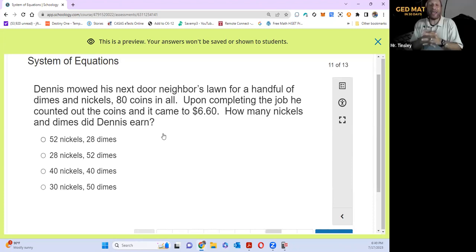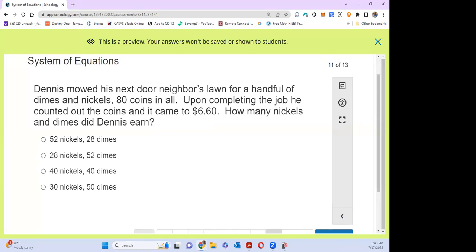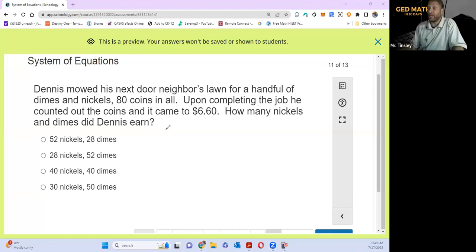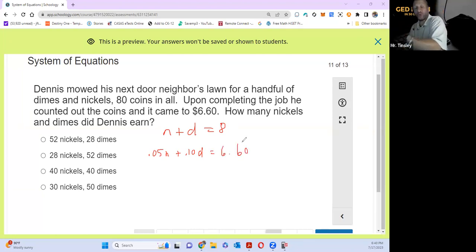Now look at this problem. To me, I would not even waste time setting up the system of equations. I would plug each of these in until I got 660. If you wanted to set up a system of equations, it'd be nickels plus dimes equal 80, and 0.05N plus 0.10D equals 660. Do you know how long it's going to take you to solve this system with decimals as coefficients? It's going to take you 5 to 10 minutes.